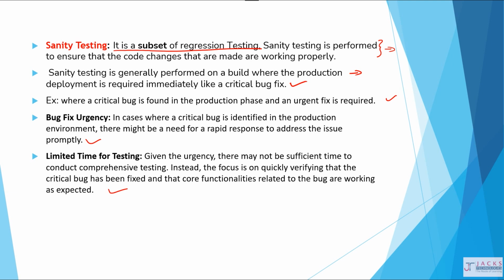What they do, once after fixing the bug, they verify the bug is fixed properly or not, and they will verify the core functionalities related to the bug are working as expected or not. Okay, so in lane keeping assistance, let's assume the steering adjustments have not been implemented properly. So already your product has gone to the production phase. Now they do the bug fix, and again after doing the bug fix, they check the core functionalities of that particular LKA system.